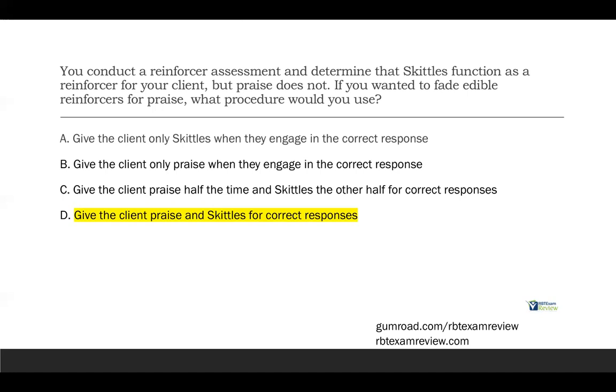Challenging question, okay, to start the day. So I hope you did okay on that one. If not, go review unconditioned and conditioned reinforcers.